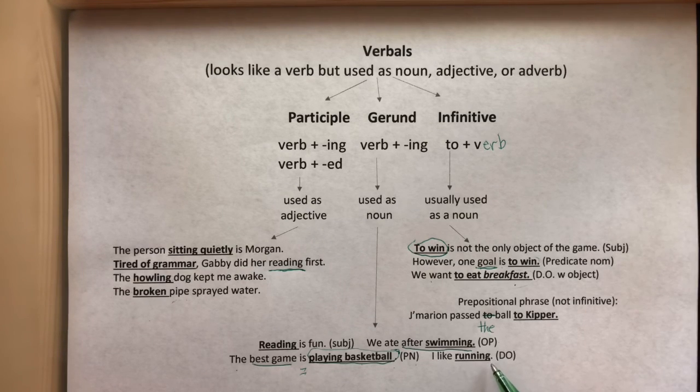Then our last example, I like running. Running, it looks like a verb, but it doesn't go with as part of the verb. It's not like running as my action. My action is that I like something. What is it that I like? What's receiving the action of being liked? Running. So running is a gerund, and it's used as the direct object. It's receiving the action of the verb like.